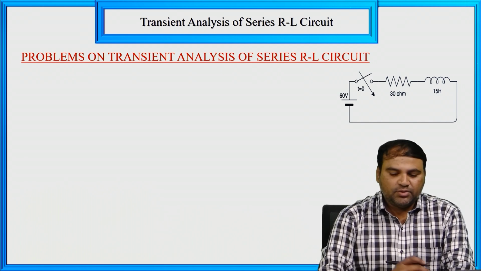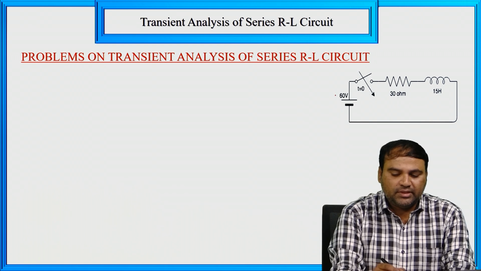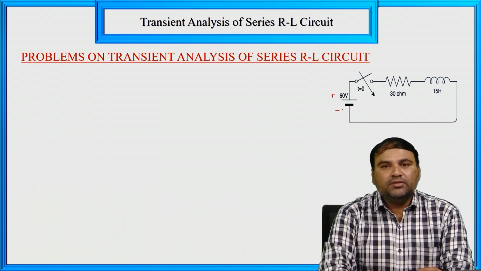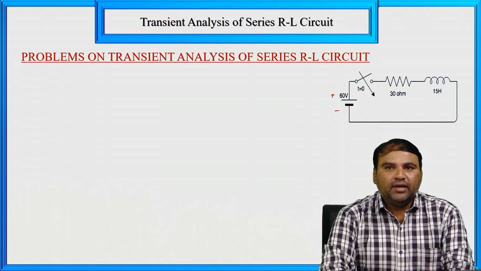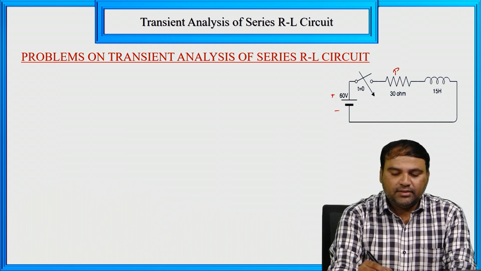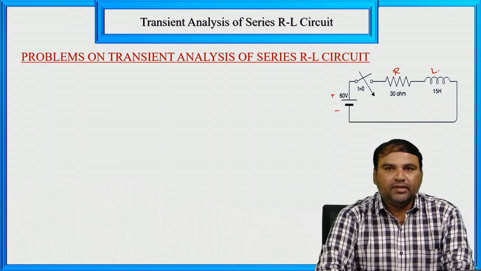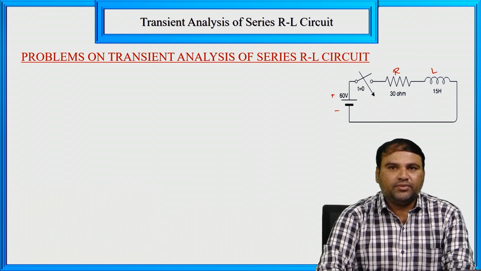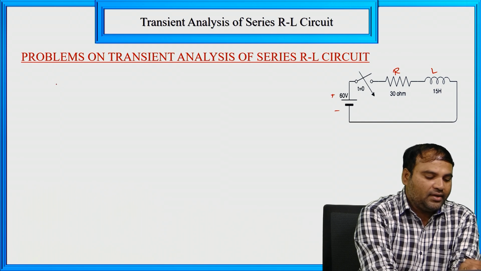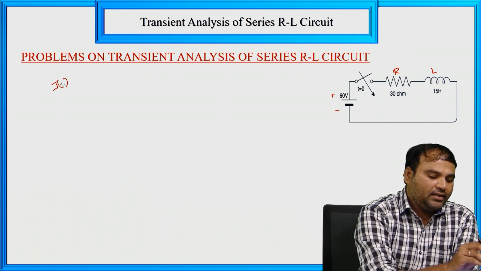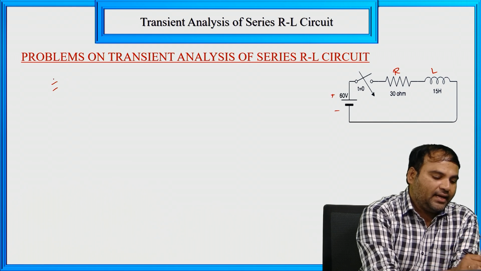We are having the source voltage of 60 volt, positive and negative. The resistor R is 30 ohm and the inductor L is 15 Henry. By using this given series RL circuit, we have to find out the current response of the series RL circuit. In this circuit, we have to calculate i(t), the current response.